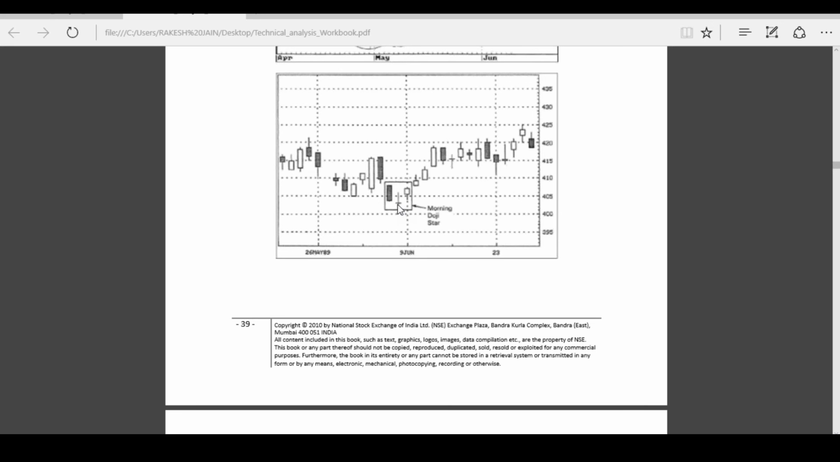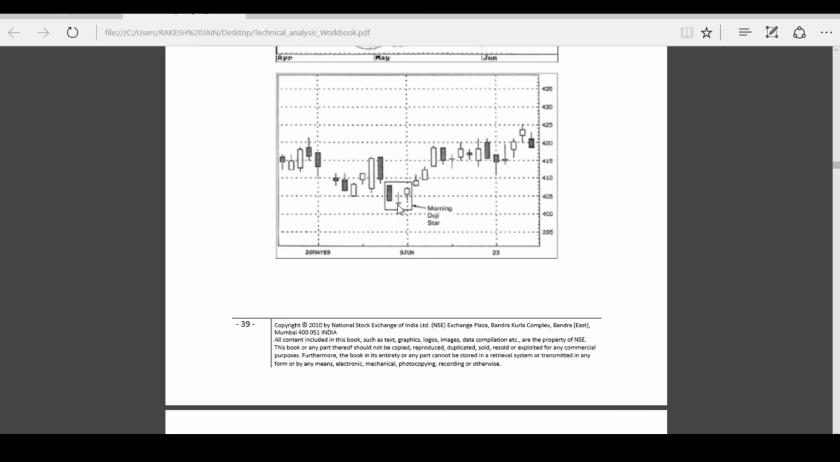What psychology does a doji show? When the opening and the closing are almost the same, that means we have an almost negligible real body. We say that this is a doji, and we have long tails. It could be a long upper tail, it could be a long lower tail, it could be a cross doji, anything. But the important thing is the open and the close are almost at the same point.